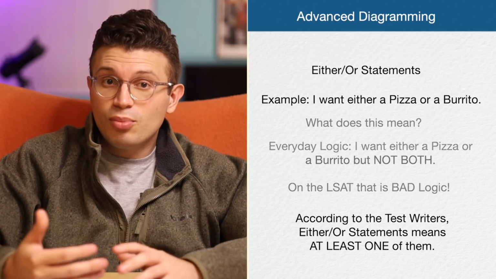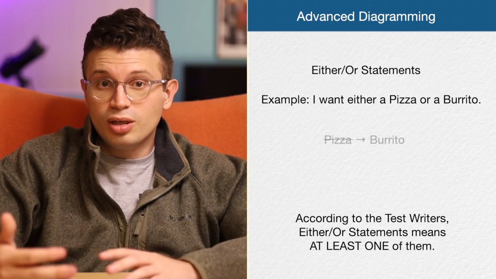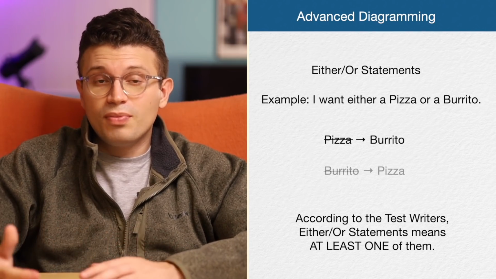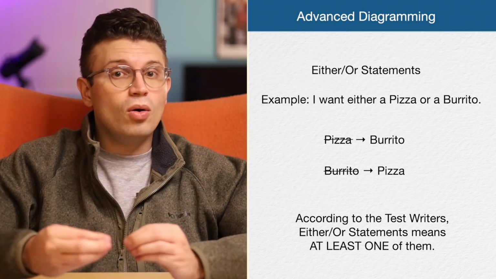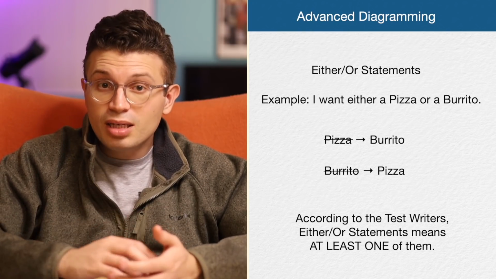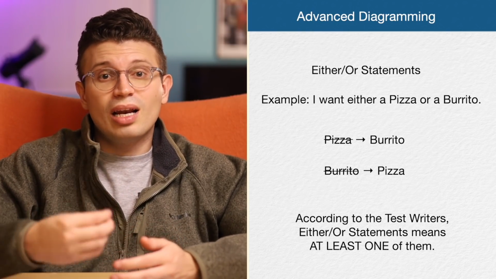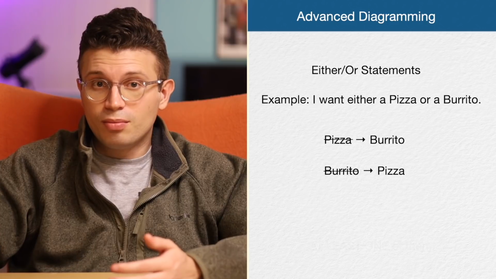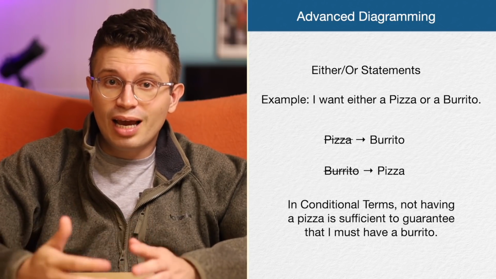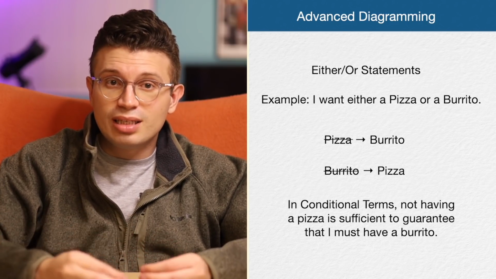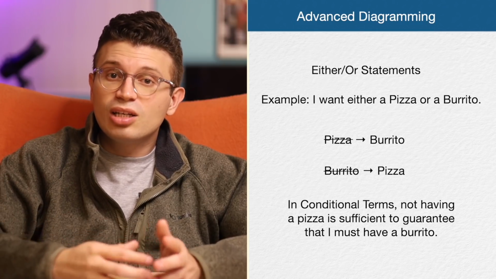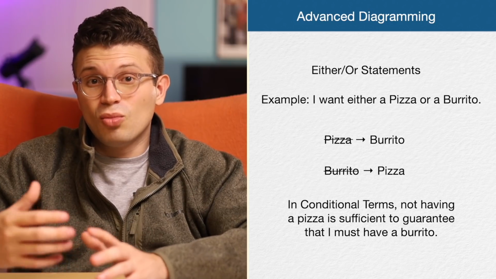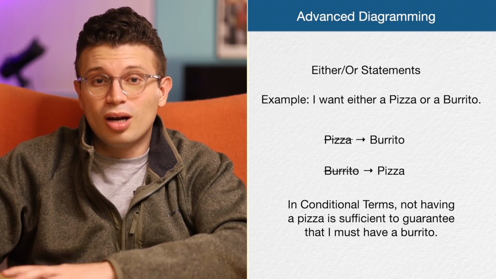If we take a look at my example here of "I will either have a pizza or a burrito for dinner," we can actually diagram it like this. If not pizza, then burrito. If not burrito, then pizza. Why can I get these statements? Because our original conditional statement tells us that I need to have at least one of them. So if I don't have one of them, then I must have the other. So put into conditional terms, not having a pizza is sufficient to guarantee that I must have a burrito. That's about as far as we're going to get into that one, right? I'm going to save the rest of it for a more advanced conditional logic lesson later on.